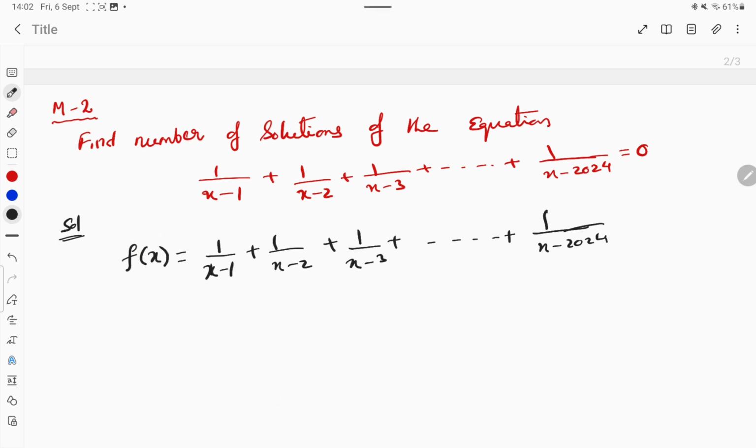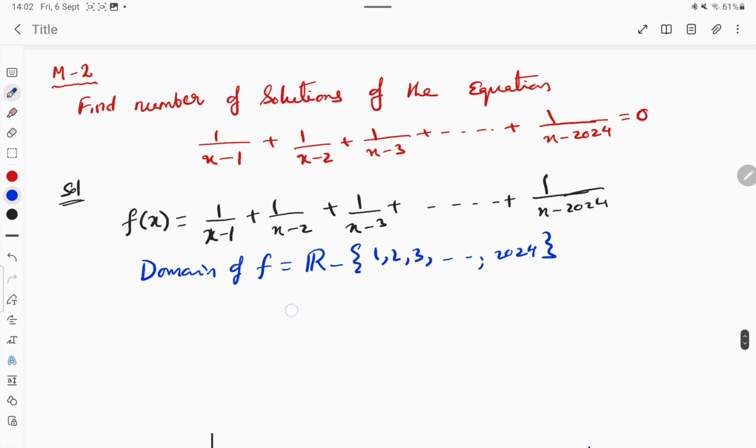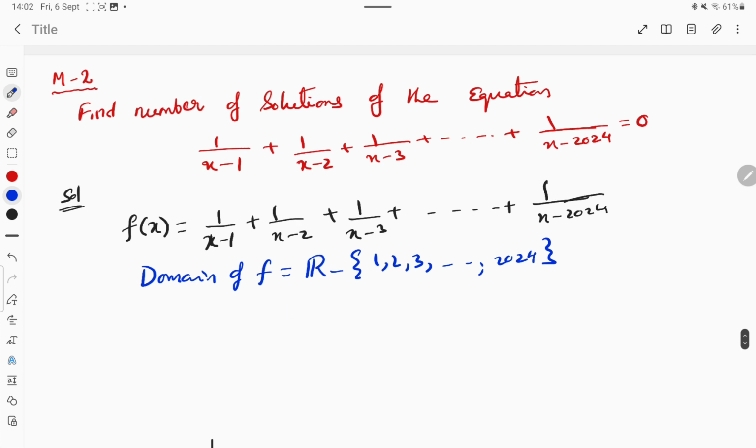Now I want to find out whether the function is increasing or decreasing. Before we go for that, let's look into the domain of this function. What would be the domain? The domain of f would be R minus {1, 2, 3, and so on up to 2024}, because the function is not defined at these values. That means the graph of f of x has asymptotes at these points.